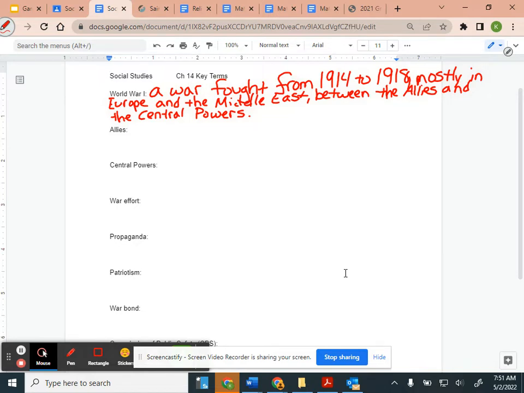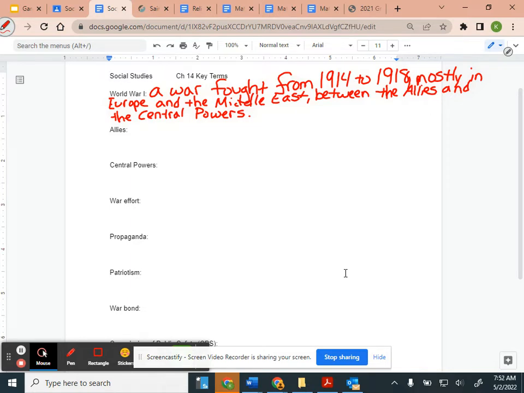Did they call it World War I in the beginning? Garrison? They called it the Great War. Okay, we didn't know it was going to be the first of two world wars. So they're not going to call it World War I because they didn't know there was going to be a World War II. So they called it the Great War because it was such a big war that all these countries were involved in. So we're going to be reading about that.